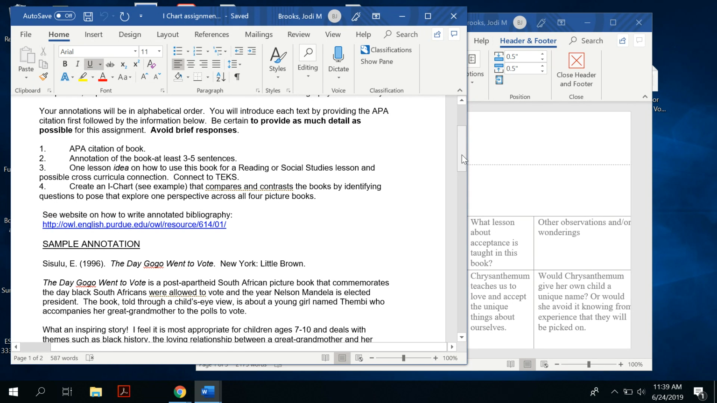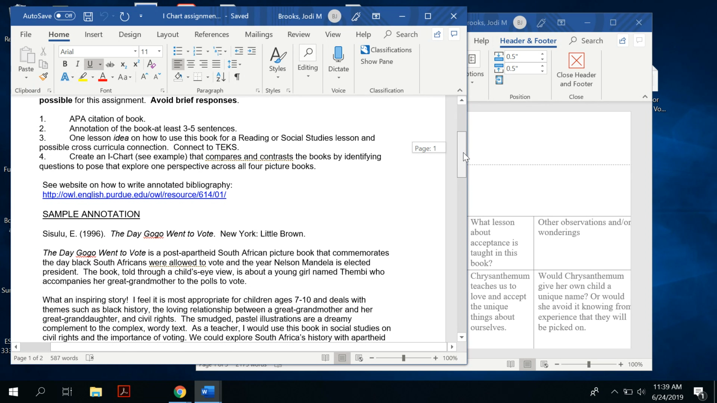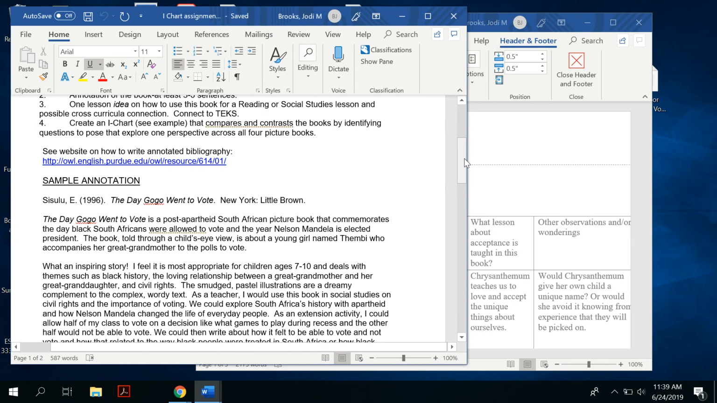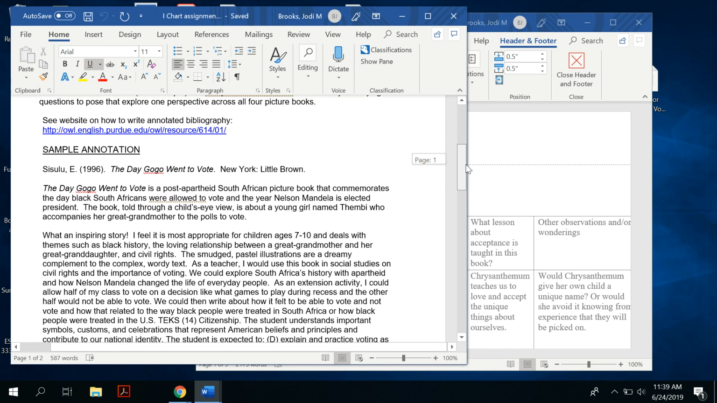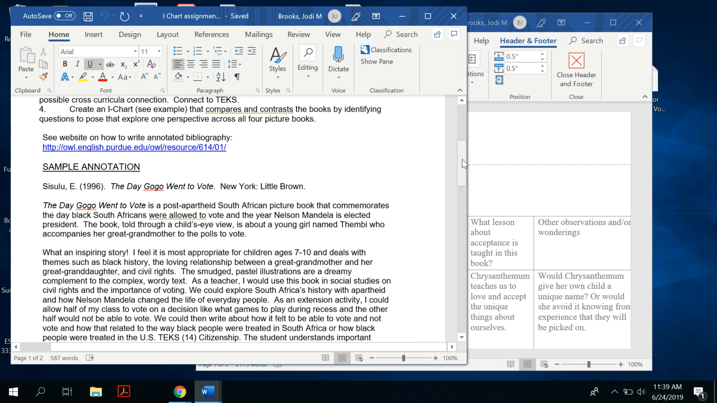And look at the TEKS if you need to. Connect it to a TEK that you might be teaching. And then create your eye chart that compares and contrasts the books by identifying questions that pose questions to explore the perspective across the 4 books. There's an example of an annotation here for you from the book The Day Gogo Went to Vote, which is a great book. If you've not seen it, it might be a good one if you were going to focus on the subject of democracy.